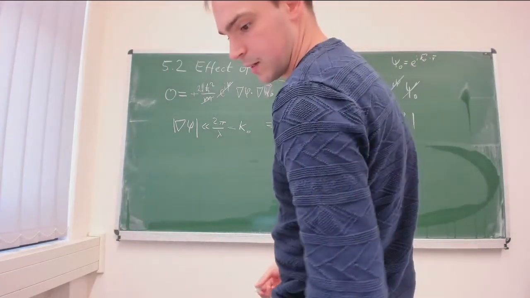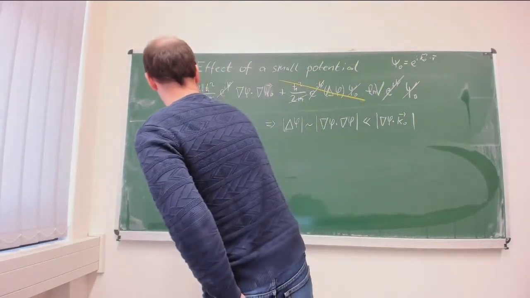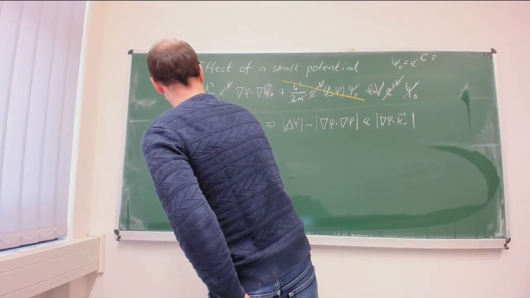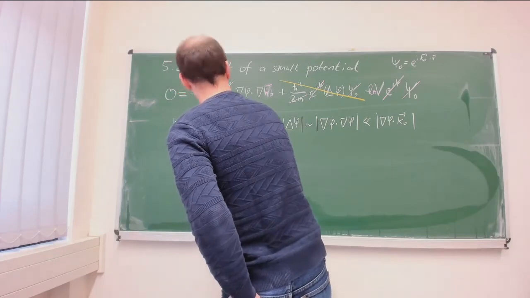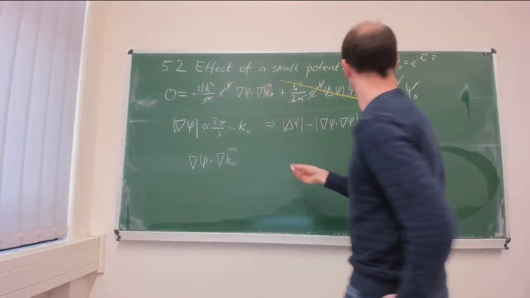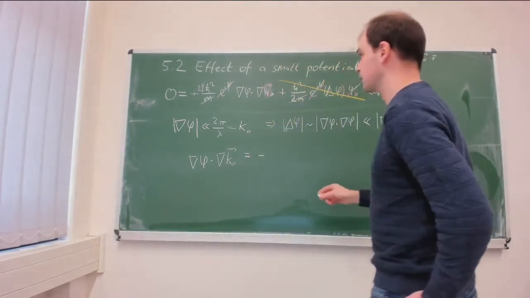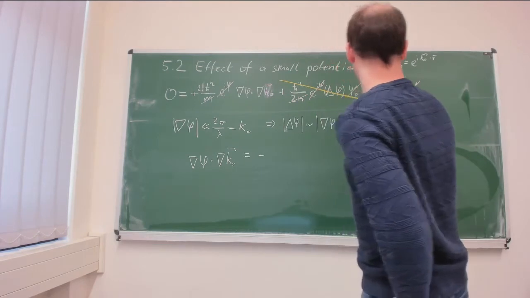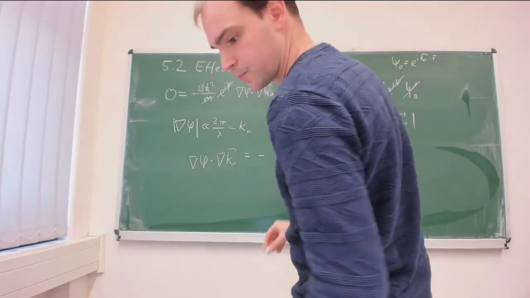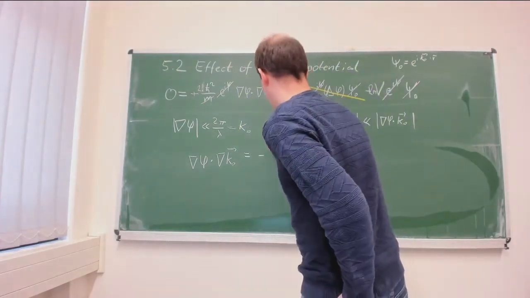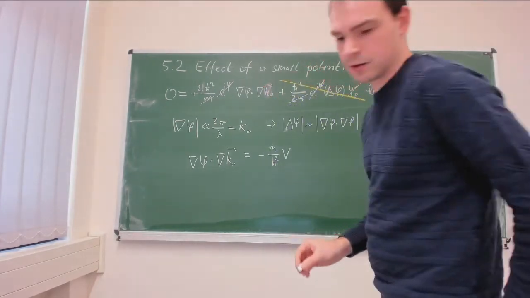And what we are then left with is the following: gradient phi dot k0 equals minus, and then we have m divided by h bar squared, the potential v.